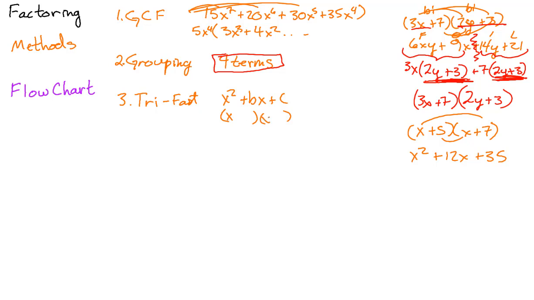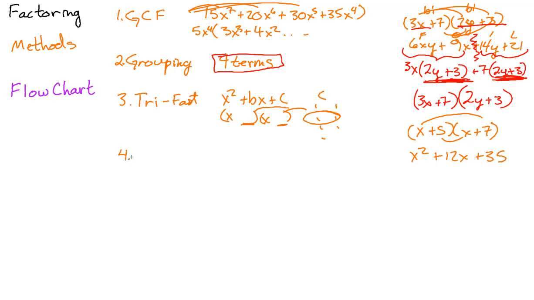You know it had to be an x and an x, and then all these had to do was add to b and multiply to c. So normally you'll take the factors of c and write them down here and select the ones that add to b, and those are the ones that go right in there. Okay, so that's a trinomial that has this in the front.